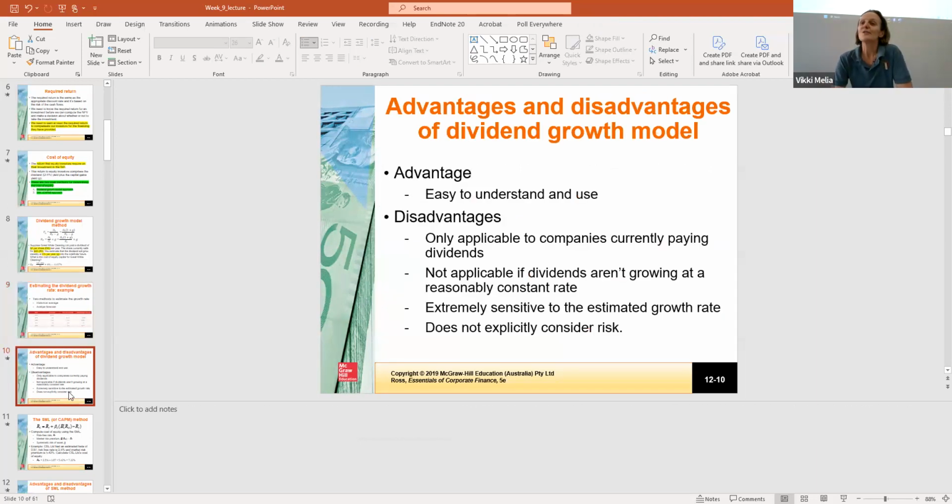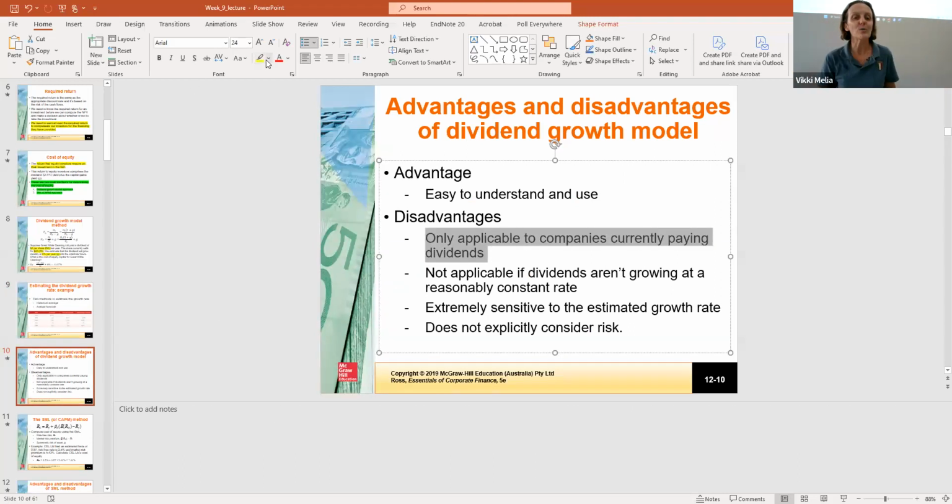So we do use the dividend growth model to calculate the shareholders' required rate of return. But there's one very big limitation. And the limitation of this model is it only works if it's a company that's actually paying dividends.